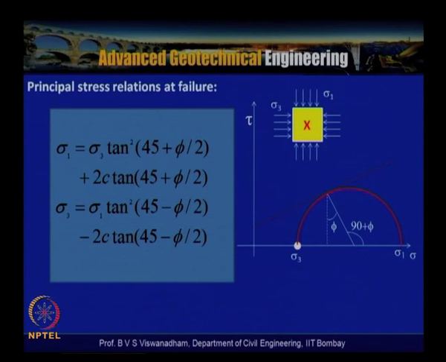So as we discussed in the previous lecture, we can express the principal stress relationships at failure as follows. Sigma 1 is equal to sigma 3 tan square alpha plus 2c tan alpha, where alpha is equal to 45 plus phi by 2, which is also called the failure plane inclination. In another way, with sigma 3 as the major and sigma 1 as the minor, sigma 3 is equal to sigma 1 tan square (45 minus phi by 2) minus 2c tan (45 minus phi by 2).